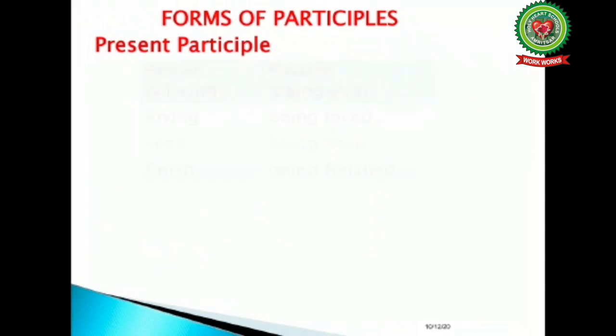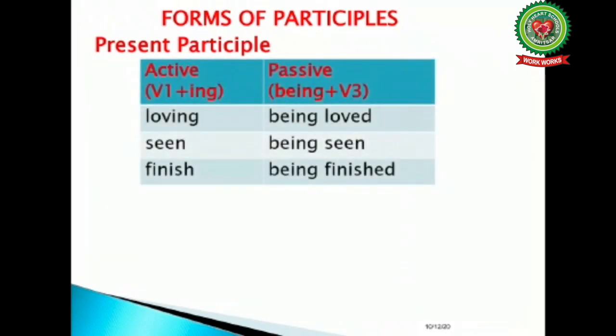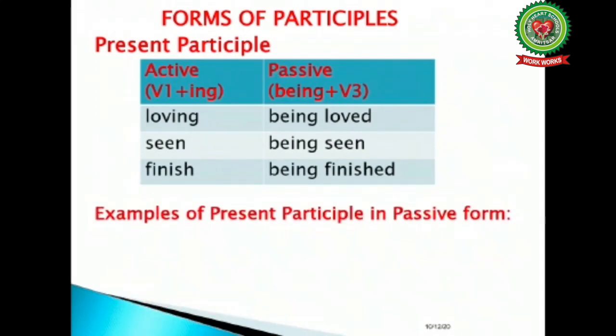Present participle. In active voice, the form of the participle is V1 plus ing, and in passive form, it is being plus past participle form of verb. For example, in passive voice, loving becomes being loved, seen becomes being seen, finish becomes being finished. Look at the following examples.